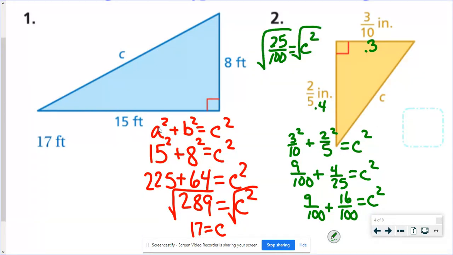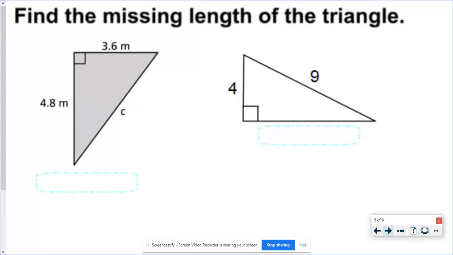Now that does simplify, remember, but they're also perfect squares. So the square root of 25 is 5, the square root of 100 is 10. That would be 1/2 for c. And this would be in inches. If you had used decimals, you just would have gotten 0.5 instead of 1/2.